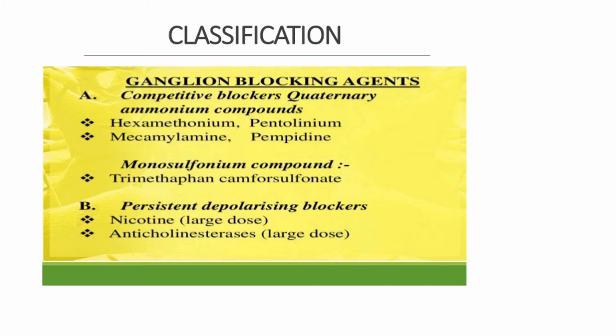Coming to the classification of ganglionic blockers, they are divided into competitive blockers or quaternary ammonium compounds, and persistent depolarizing agents. Under quaternary ammonium compounds, the names are hexamethonium and mecamylamine. Just remember these two names, hexamethonium and mecamylamine. Under sulfonium compounds, trimethaphan is the drug. The second group under blocking agents are persistent depolarizing blockers, that is nicotine and anticholinesterases in larger doses. Nicotine also in larger doses.